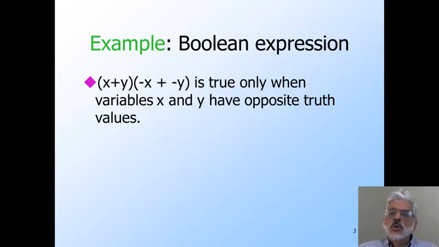Here is an example of a Boolean expression. X or y is true when at least one of x and y is true, and not x or not y is true when at least one of x and y is false. So the whole expression is true when at least one is true and at least one is false. Since there are only two variables, that means exactly one is true and exactly one is false.